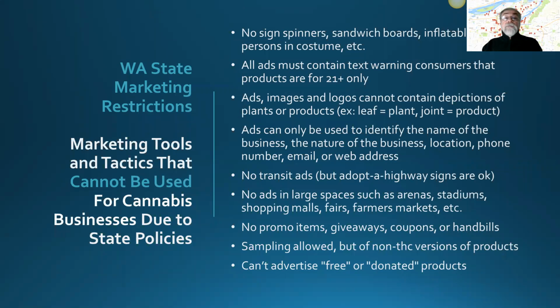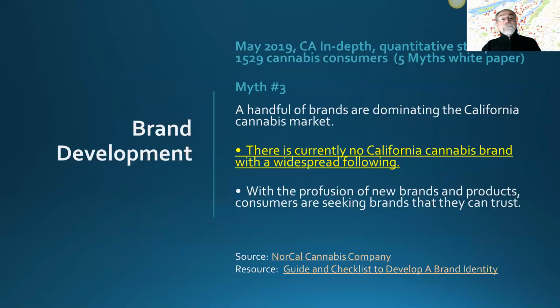Next, Washington State, of course, has all their restrictions. And you've all seen these many different restrictions, from the spinners to images without cannabis leaf, and consumers, and the giveaways and promos, and limitations on what is free or donated and so forth. And you're all aware of these details, but it is a restriction when it comes to defining a full scope of cannabis or cannabis marketing.